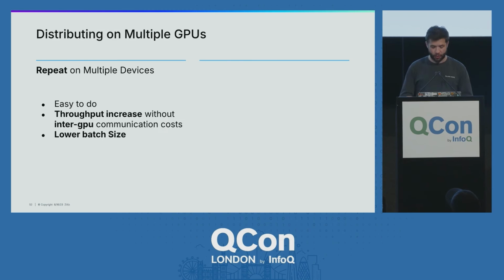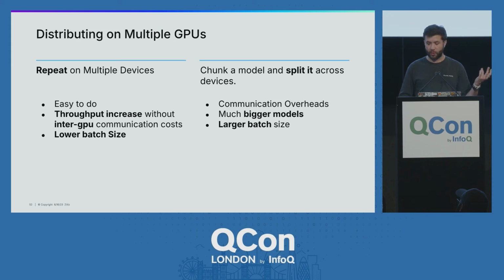Two ways. Either you replicate on different devices. Very easy to do, it's literally a copy-paste. You're going to have better throughput, and no inter-GPU communication, but your batch size would be lower. So what usually we do, and what people are doing, is you split it: you chunk the model and split it across devices. The problem is you have communication overhead, but you can fit much bigger models. And also you have a larger batch size, so then you're happy, users are happy.